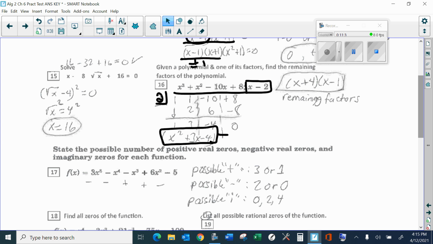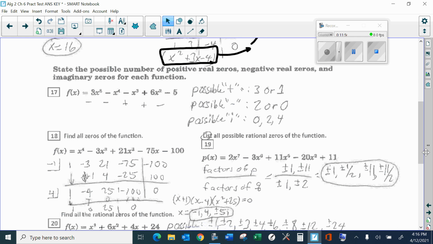Now I have to look to factor that. If that didn't factor, I said I have to use quadratic formula because it says find the remaining factors. Well, so that's going to probably tell you it's going to factor. And of course, then that factors into x plus 4 and x minus 1. So these are the 2 remaining factors.